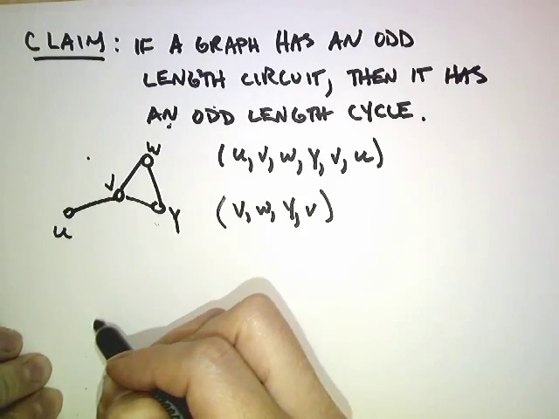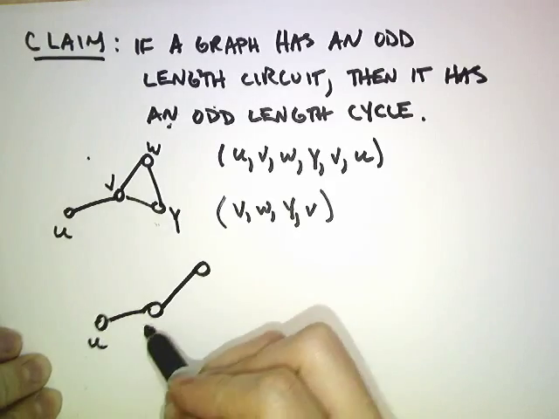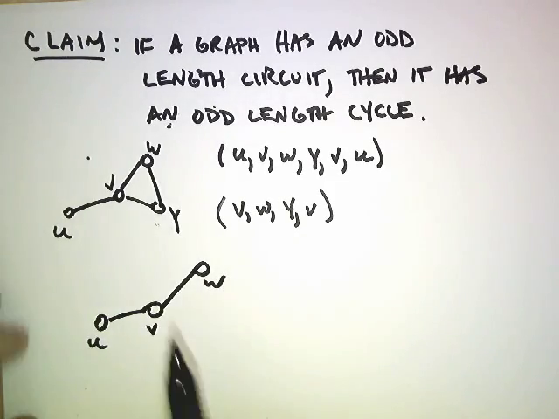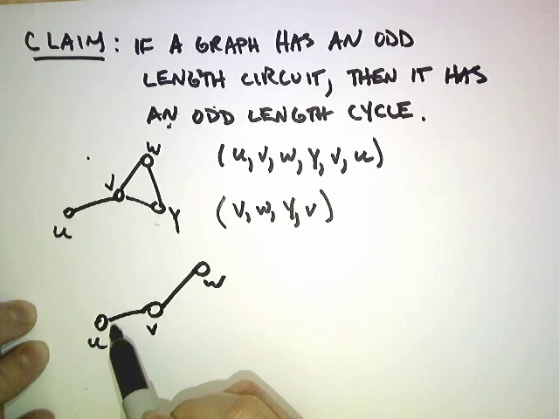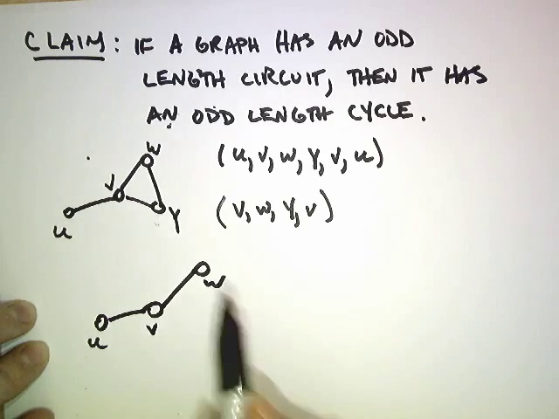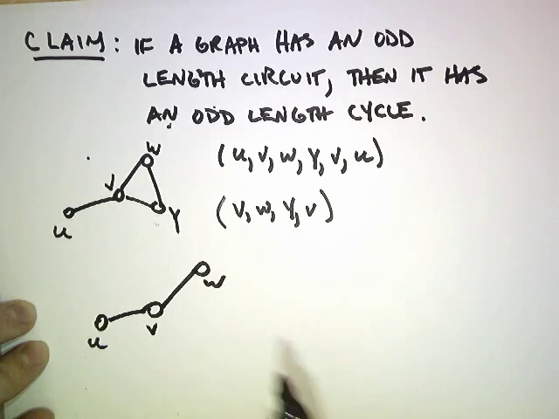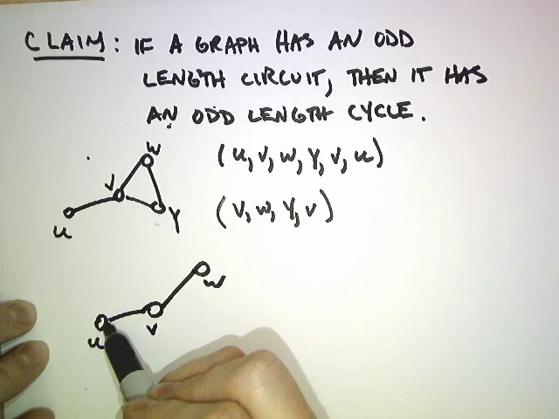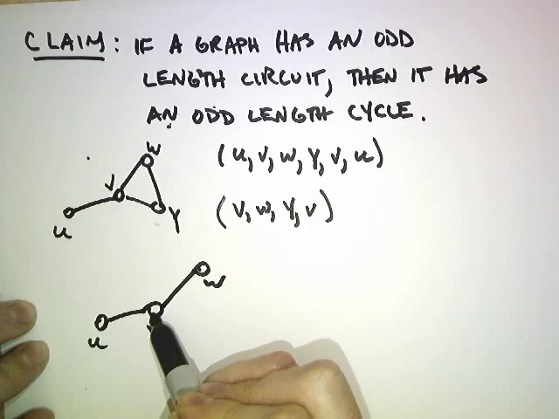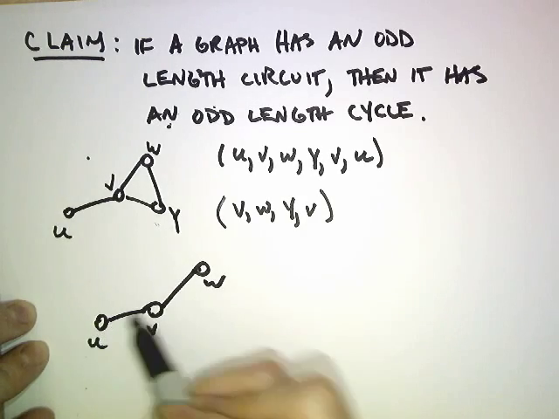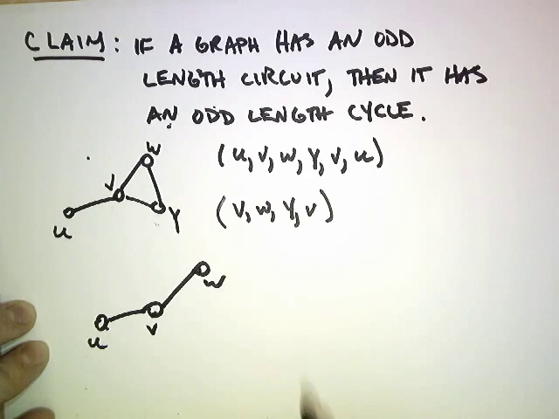On the other hand, if you took, say, this graph, let's call it U, V, and W, then any odd length circuit in this graph should correspond to an odd length cycle. I don't see any cycles in this graph, so there better not be any odd length circuits. So if we try and go from U to V to W to V to U, what's the length? Well, it's 1, 2, 3, 4. It's an even length circuit.